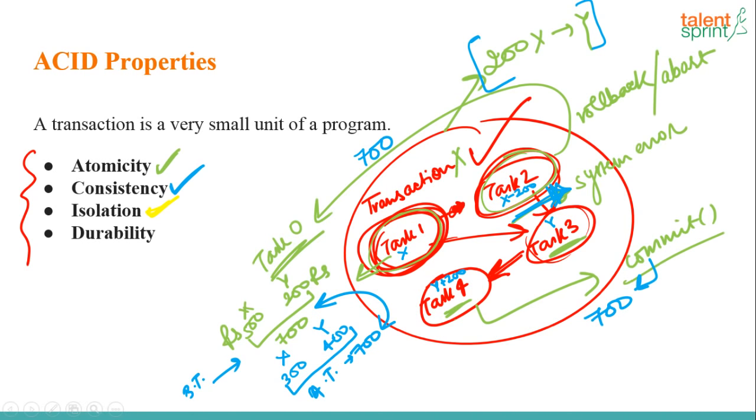So isolation means that these two tasks, task 1 and task 2, have to run in isolation from these two. You cannot execute together. You cannot subtract 200 from X and at the same time add 200 to Y. Let me give you another example which will make isolation more clear.